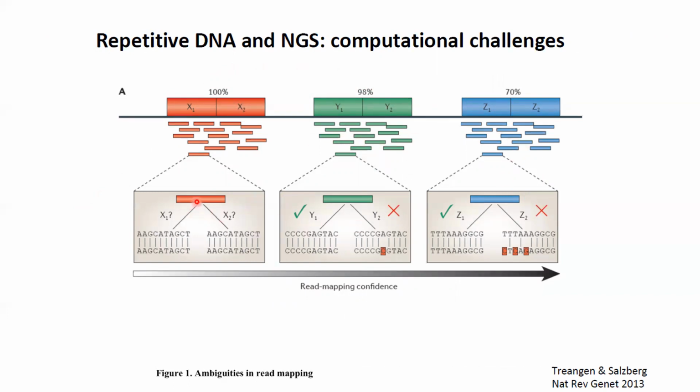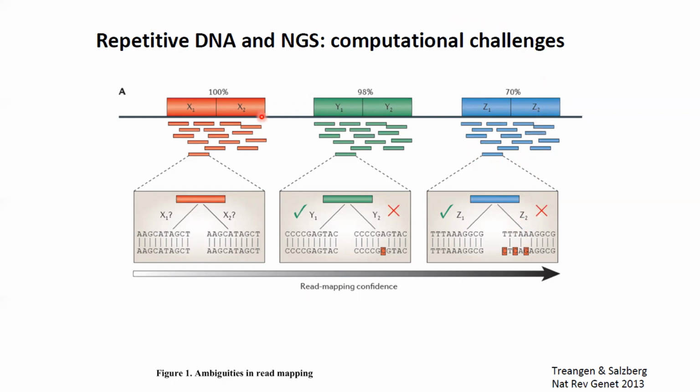You can imagine that in the red scenario, it's difficult to find the exact location of each of the reads. It could be gene X1 or it could be gene X2. In the green scenario, it might be slightly easier if there are already some mutations in some of the reads. However, it's still going to be quite difficult to know exactly where this read is aligning to, whether it's Y1 or Y2. In the blue case, it's much easier to know exactly where our read is aligning.